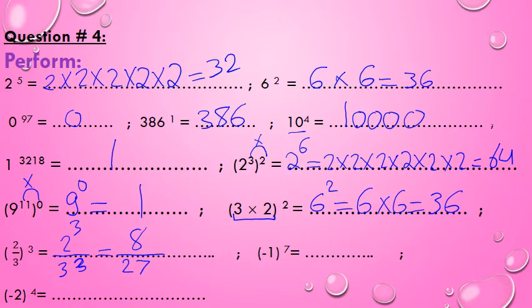Dana, minus 1 to the power 7 is equal to? Why is it equal to minus 1? Because minus 1 to an odd power stays negative.